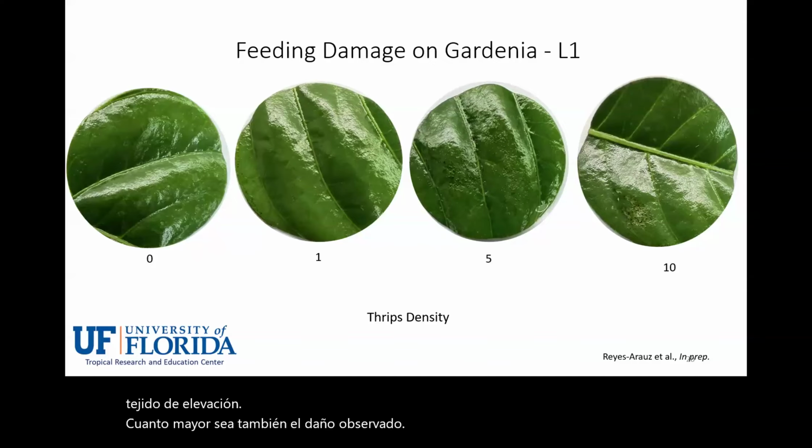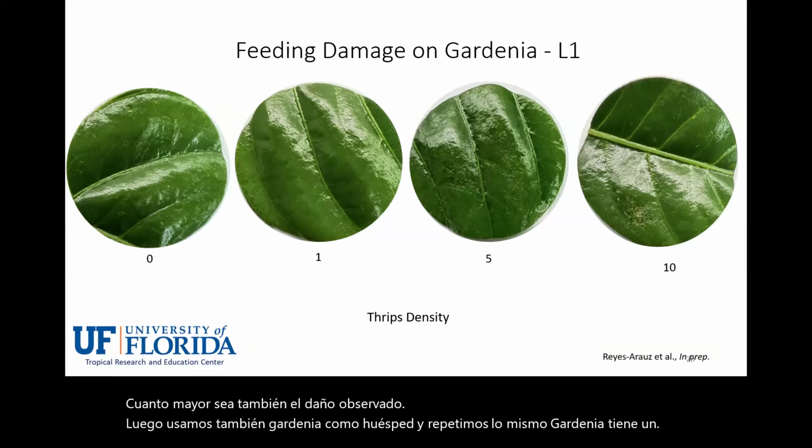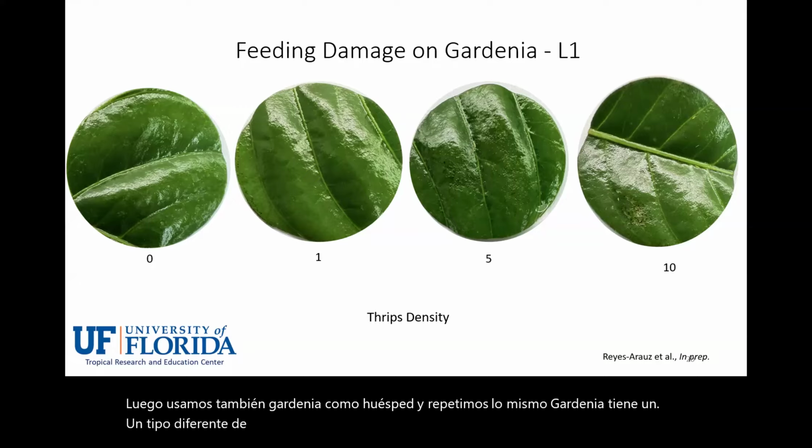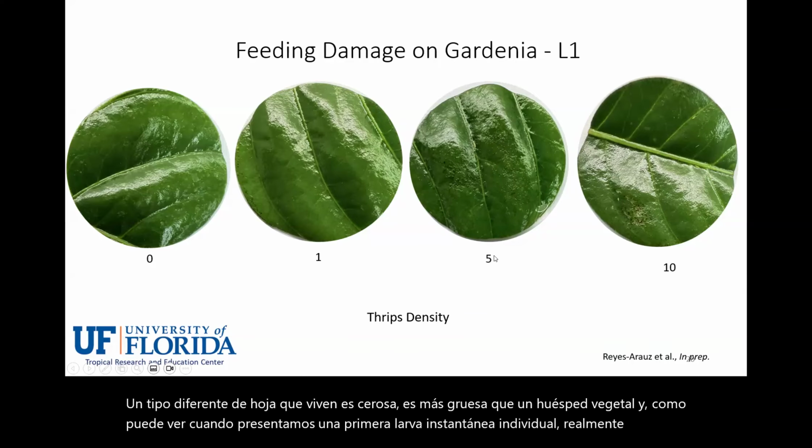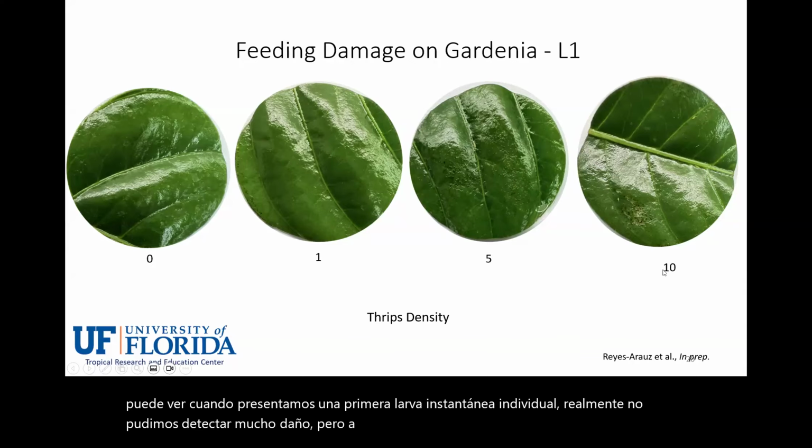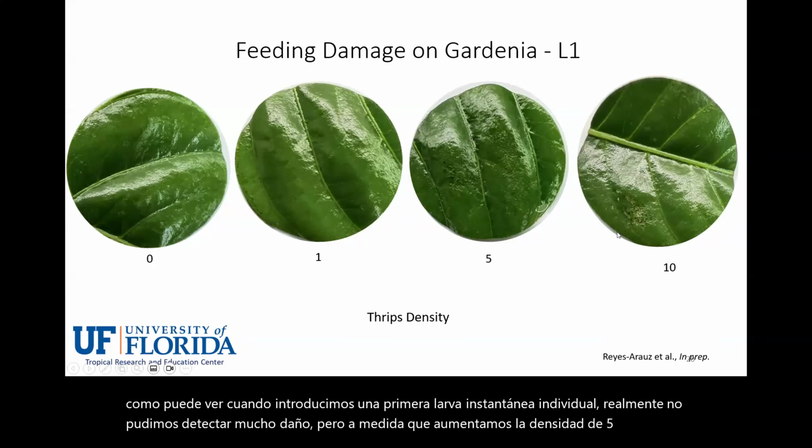Then we used also gardenia as a host, and we repeated the same. Gardenia has a different type of leaf. The leaf is waxy, is thicker than a vegetable host. And as you can see, when we introduce one individual first instar larva, we couldn't really detect a lot of damage. But as we increase the density to 5 or 10 individuals, we can start seeing scars appearing.